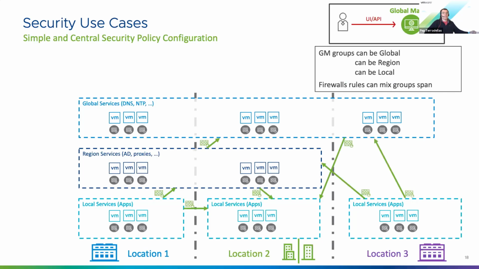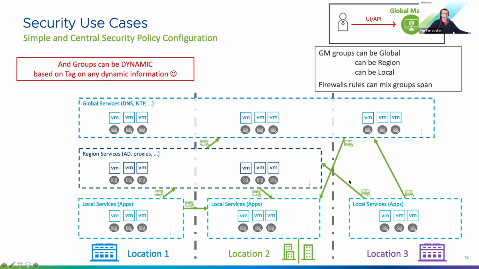So what happens with the distributed firewall rules? You can combine all security groups with each other. You can create firewall rules between local groups and global groups, from global groups to regional groups, from regional groups to local groups, whatever you can imagine. And the most important thing is that it can be dynamic, by tags, for example. This is a really cool thing.